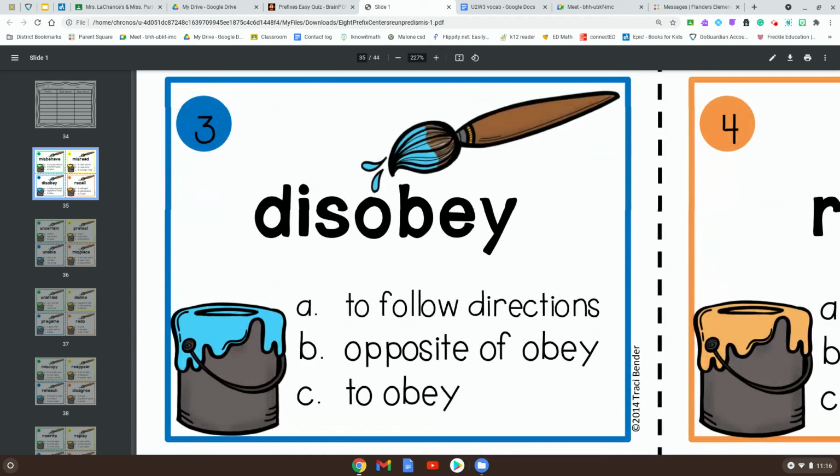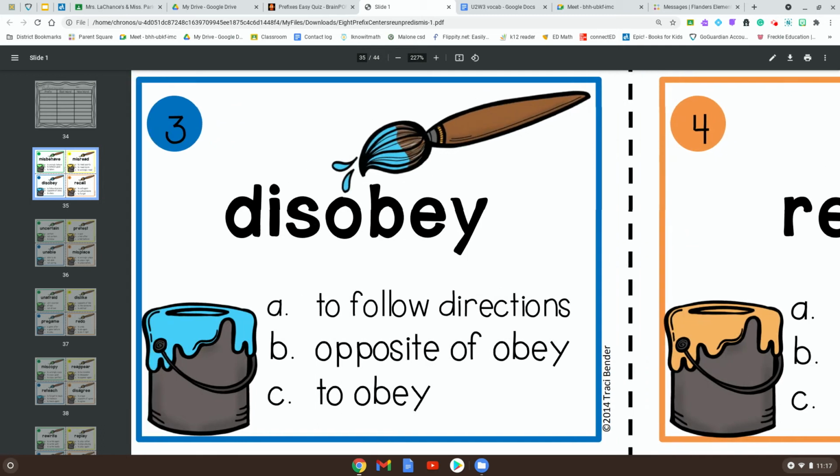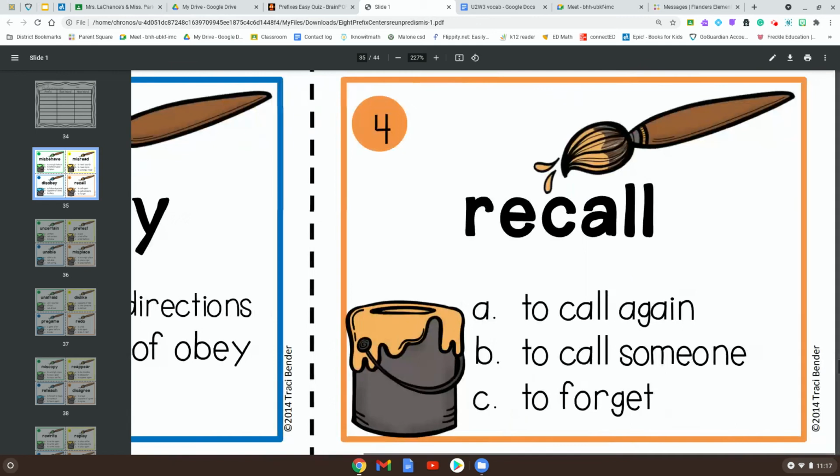Well, let me give you a hint. Obey means that you are following directions, you're behaving. Dis is a prefix for opposite. So what would disobey mean? It would mean the opposite of obey. You're not behaving. 4, recall. When you recall, do you call again, call someone, or forget?